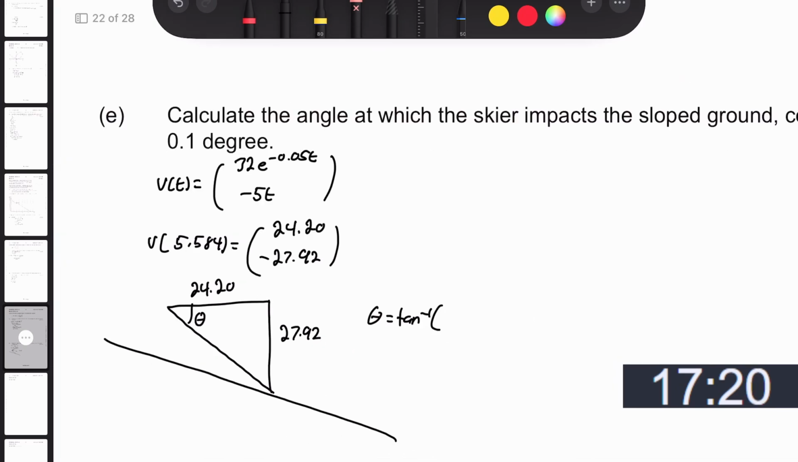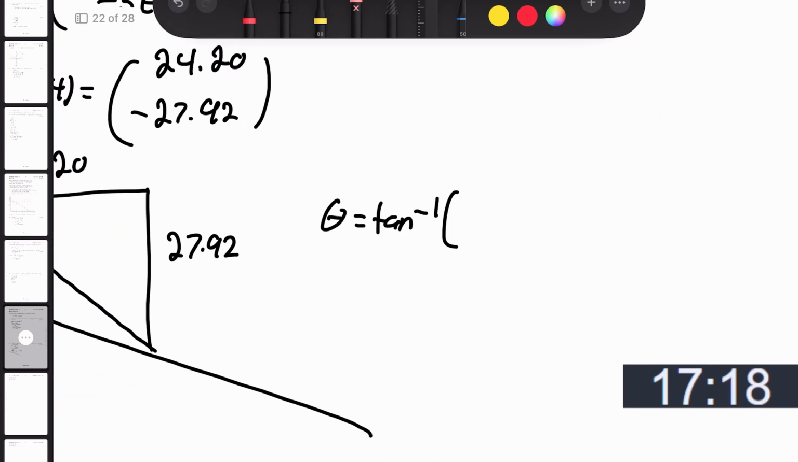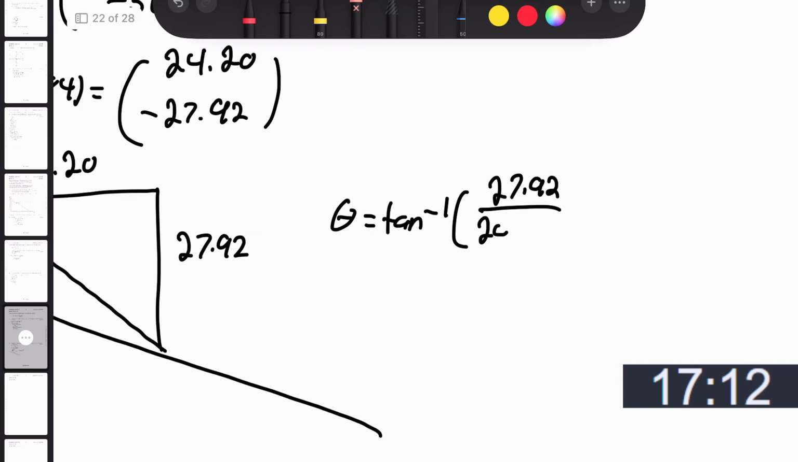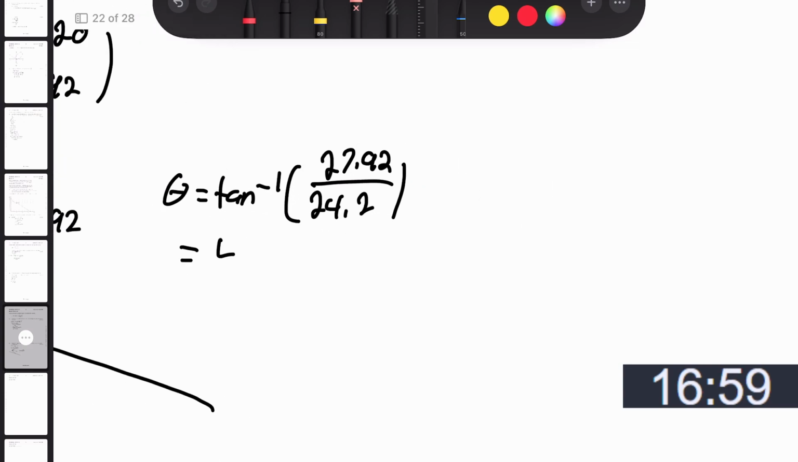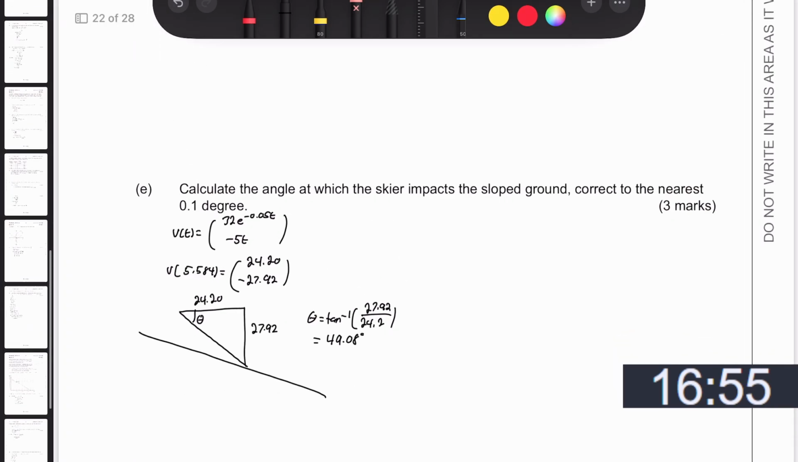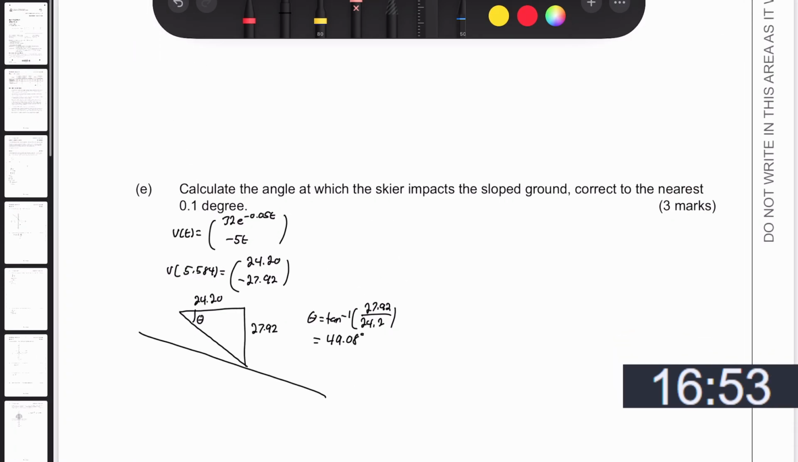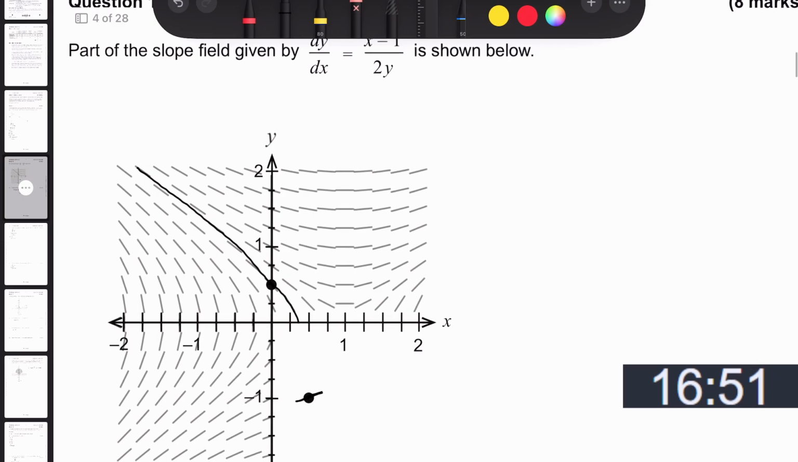Tan negative 1, and I want it in degrees. So 27.92 all over 24.2, in degrees. Tan inverse of 27.92 divided by 24.2 is equal to 49.08 degrees. Okay.